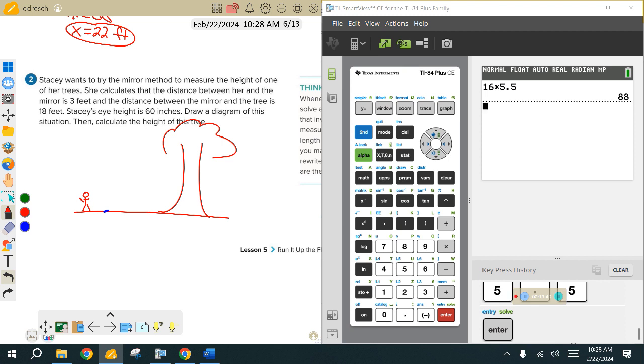So as we do that, as Stacy looks into that mirror, she sees the top of that tree. There's my triangle. Stacy's standing perpendicular to the ground. You're assuming that tree is perpendicular to the ground as well. There's my AA similarity. What else do you got? Where's that 3 going? Where's that 18 going? Where's that 60 going? Where's the variable going? You gotta know where those 4 parts are going. X is pretty obvious, right? It's the height of the tree.